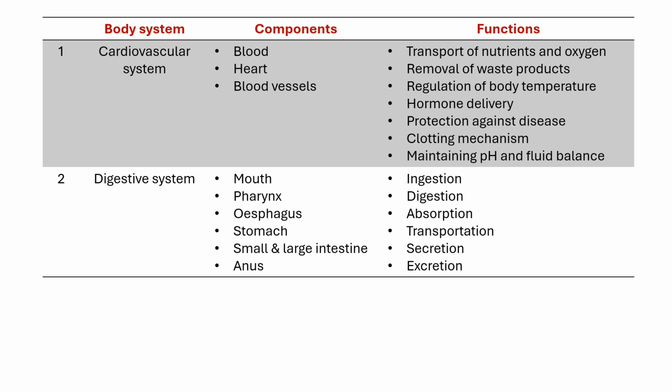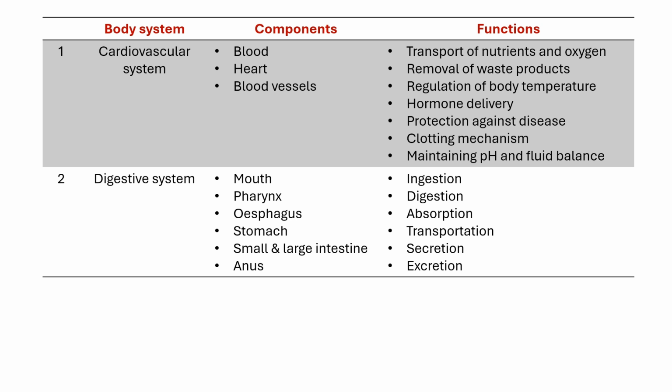Next is transportation. Moves food along the digestive tract using muscular contractions called peristalsis. Next is secretion. In secretion, it releases digestive enzymes, juices, and mucus to aid in breaking down of the food.